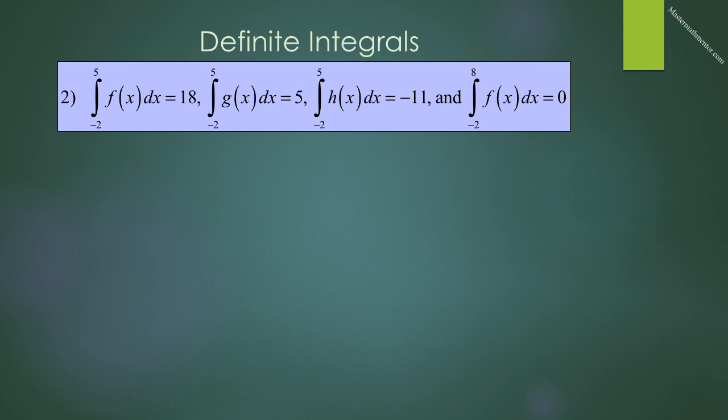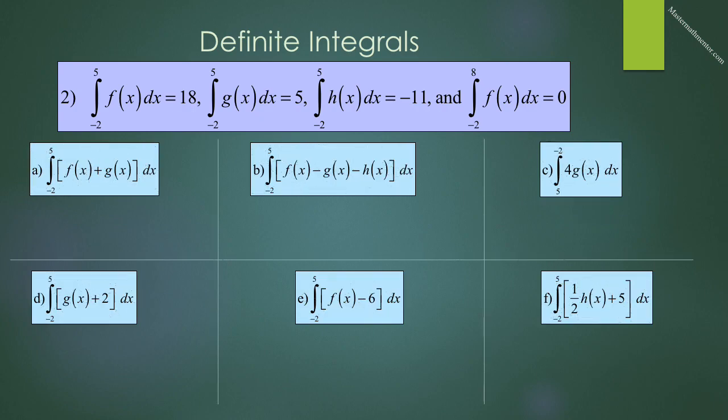And in the last statement, the integral from negative 2 to 8 of f of x dx is equal to 0, it means that there is the same amount of area above the x-axis as below the x-axis between x equal to negative 2 and x equal to 8. You are given 6 definite integrals to calculate, given the definitions above and the rules established on the previous page.